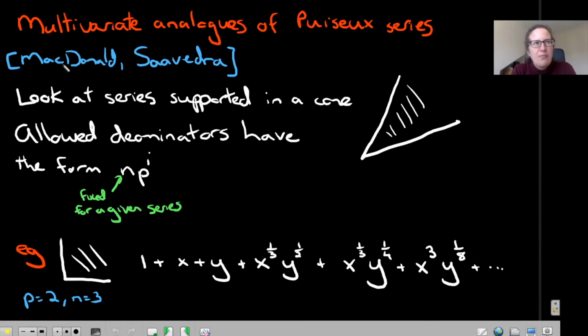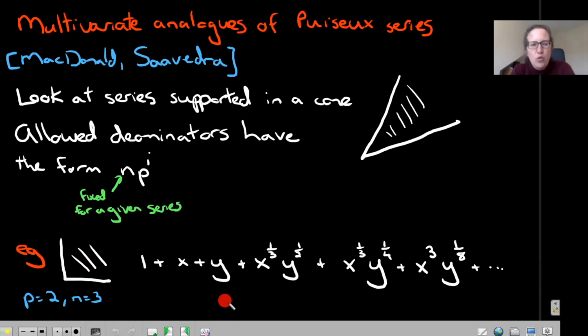So this is some of the first work in characteristic 0. This appears a bit over 20 years ago in work of MacDonald. And then a bit more recently, this was also work of Saavedra. I think in both cases, it was essentially their PhD theses. So MacDonald is characteristic 0. Saavedra is extending this to characteristic p. Just to give an example, if my cone is the positive orthant, and here I've got p as 2 and my other denominator bound is 3, this would be an example of what I mean.